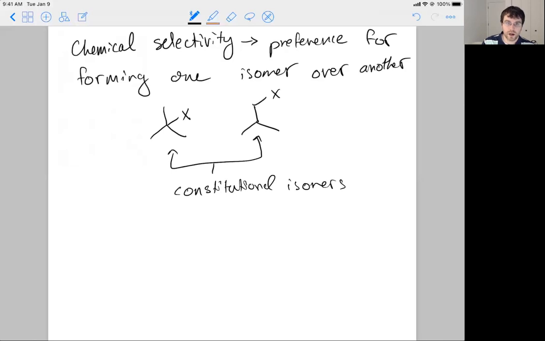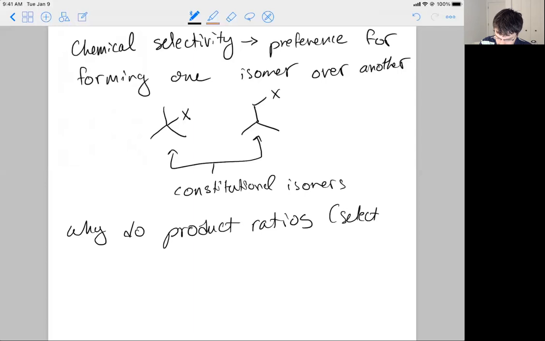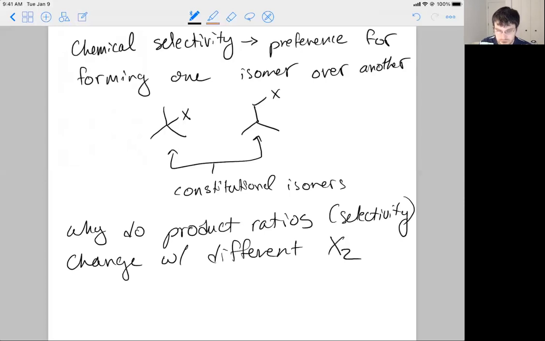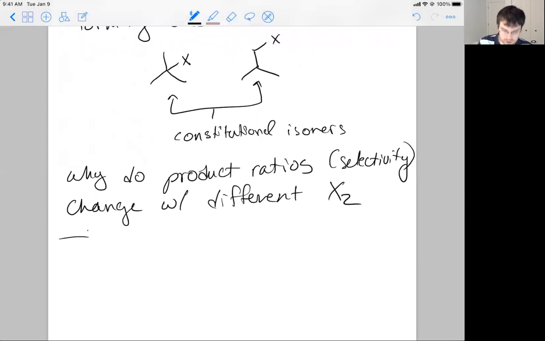Okay, so why do the product ratios change with different halogen atoms? That is, when I say product ratios, I'm talking about the selectivity change with different X2 types. Okay, so the short answer is that the radicals of each halogen atom react differently.